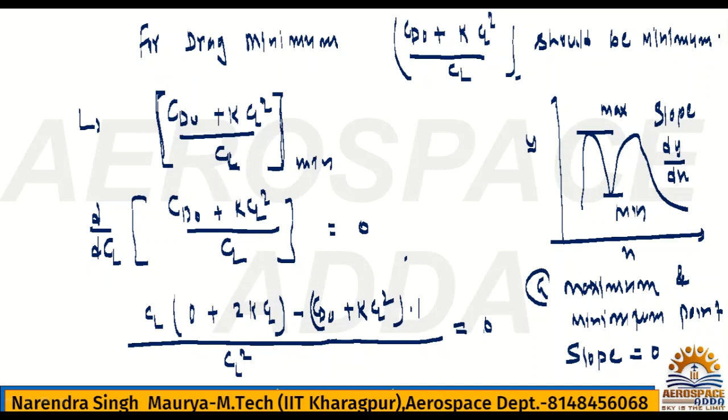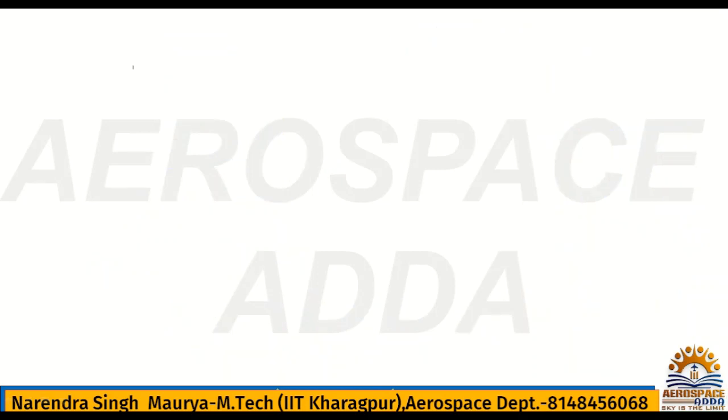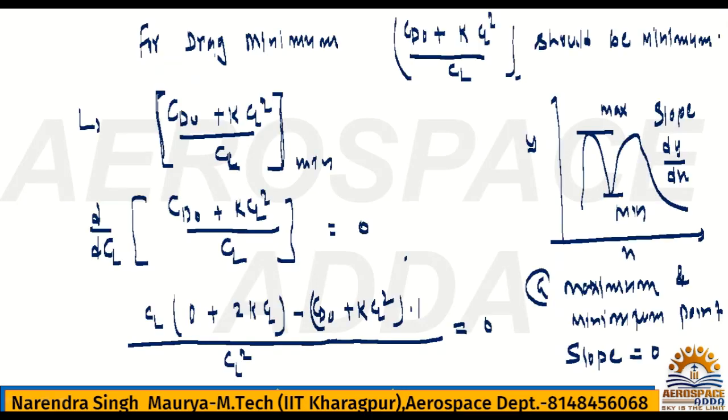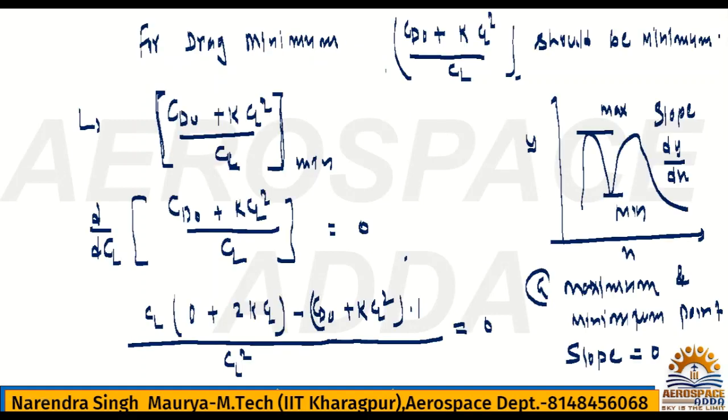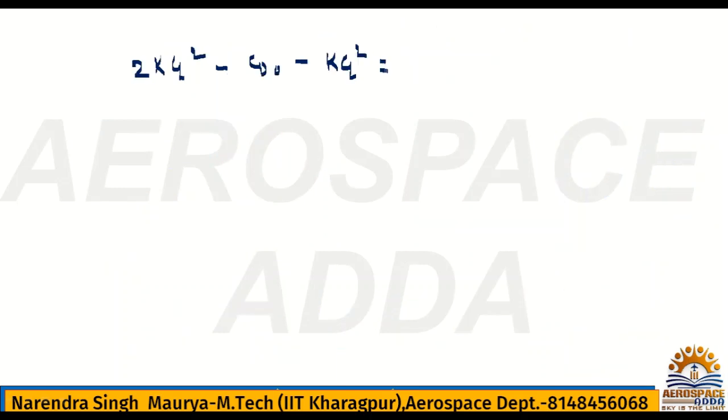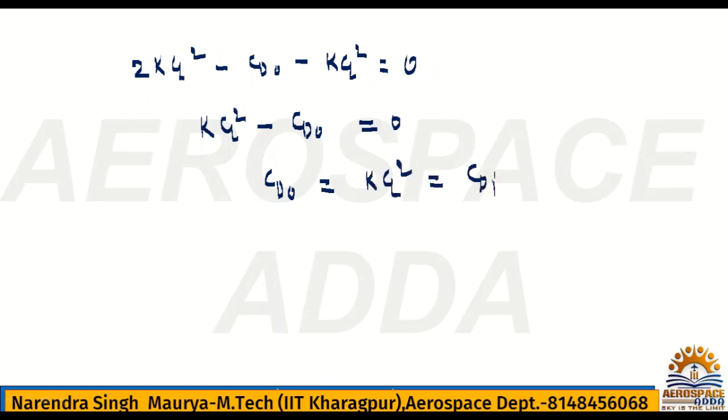Yes or no? If you solve, then what will you get? You will get 2k CL square, first bracket, minus, CD naught plus KCL square, equal to denominator cross multiplication. So denominator will be 0 now. I mean it will go and multiply with 0. So it will be 0, right? What you got: 2 KCL square minus KCL square is nothing but KCL square minus CD naught equal to 0. So you can say CD naught is equal to KCL square. What is the KCL square? It is CDI.